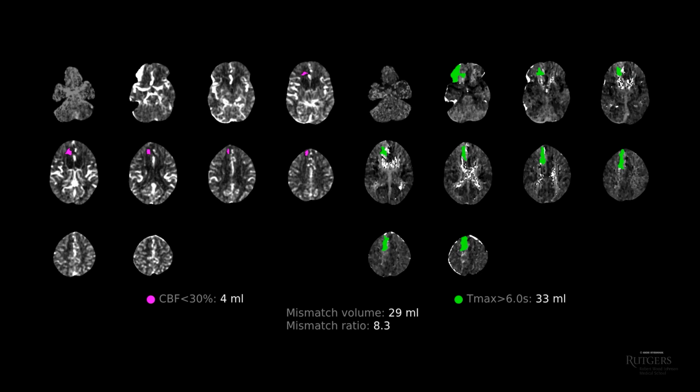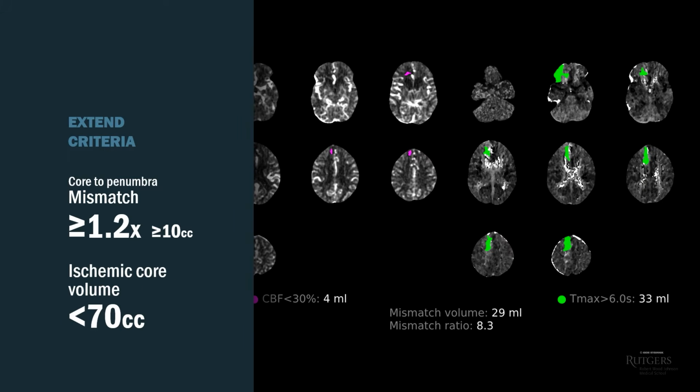We can apply EXTEND criteria here. Mismatch is more than 1.2 times, and the ischemic core is less than 70 cc. So intravenous TPA may be considered. Technically, DEFUSE 3 criteria would apply here as well, but the lesion is too distal for thrombectomy, at least according to our current evidence.